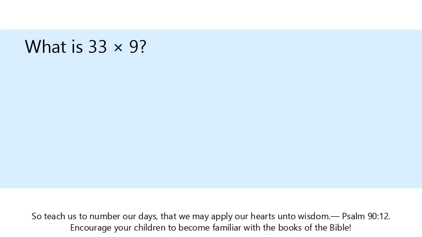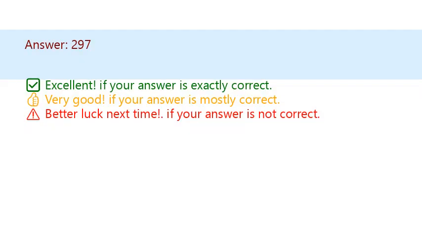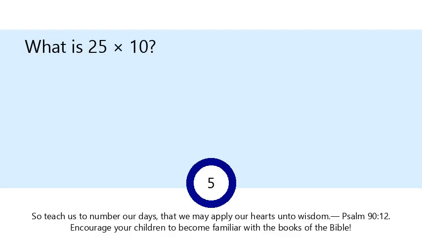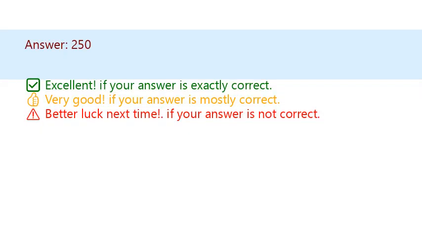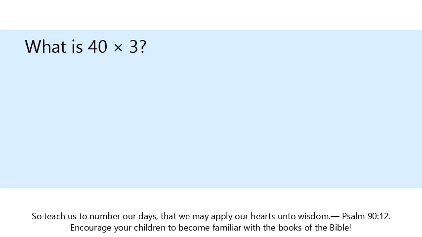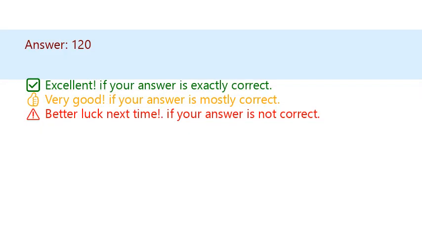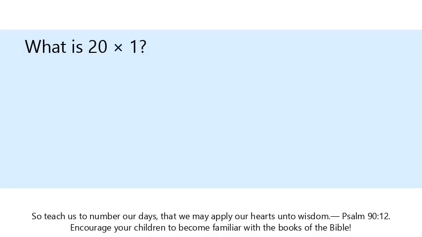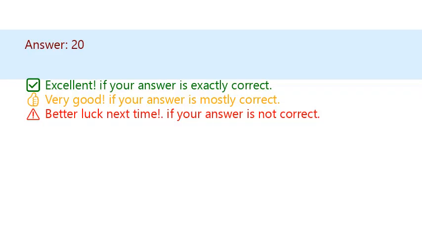What is 18 times 4? Answer, 72. What is 33 times 9? Answer, 297. What is 25 times 10? Answer, 250. What is 40 times 3? Answer, 120. What is 20 times 1? Answer, 20.